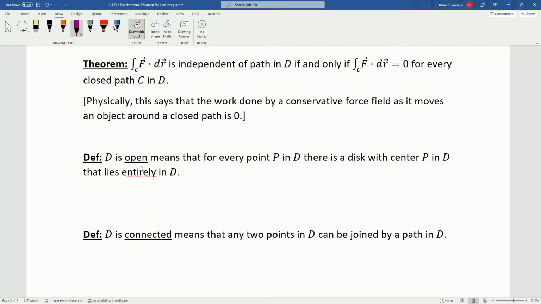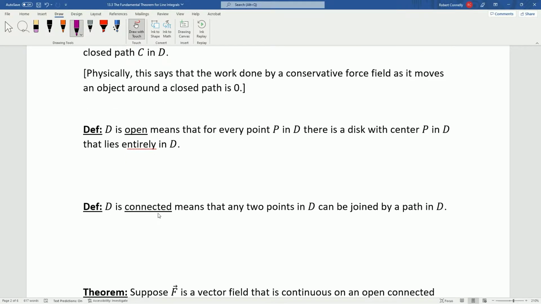Definition. D is open means that for every point P in D, there is a disk with center P in D that lies entirely in D. All right, definition. D is connected means that any 2 points in D can be joined by a path in D.